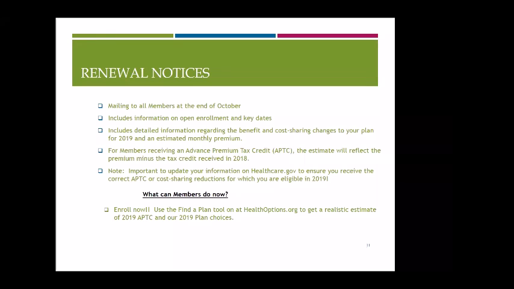So what can members do now? Enroll. We are in open enrollment. As I said, it ends on December 15th, so we have just begun. You can use our Find a Plan tool at healthoptions.org. You can get a realistic estimate of what your APTC will look like for 2019, as well as all of our 2019 plan choices.